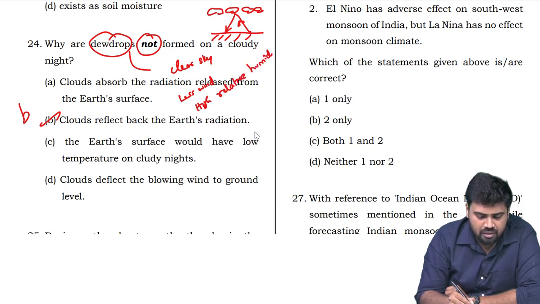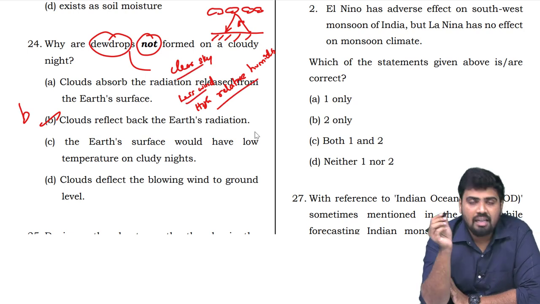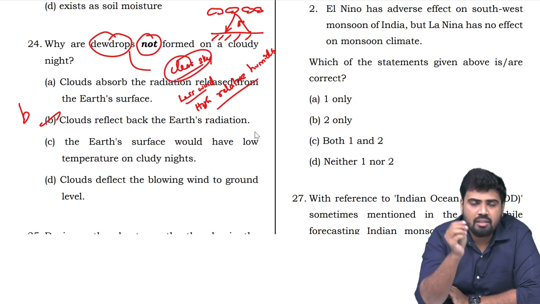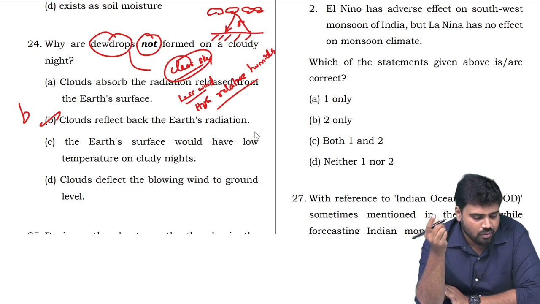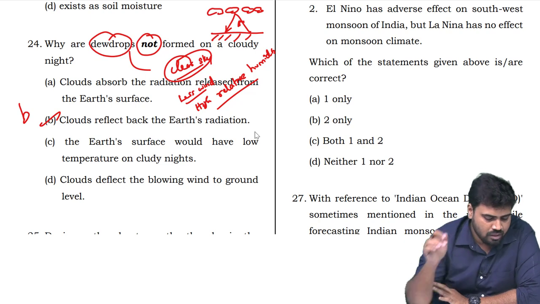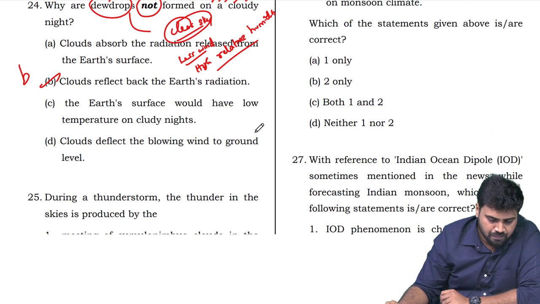These are some of the factors which create dewdrops. First important factor, we should have a clear sky. But if it is a cloudy night, obviously it hinders dewdrop formation. Okay, so 24, option B.